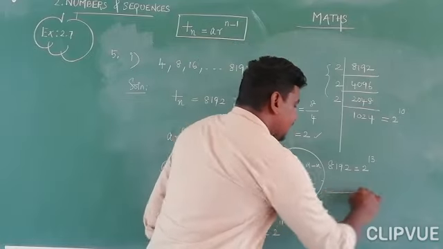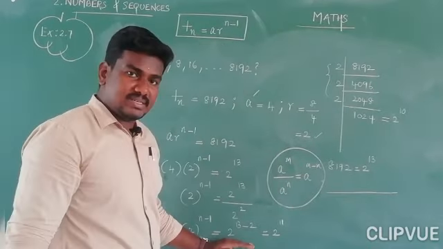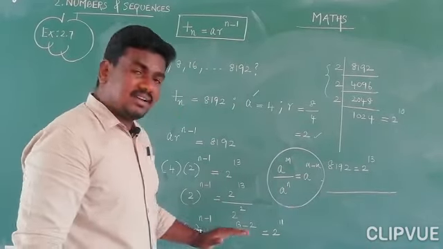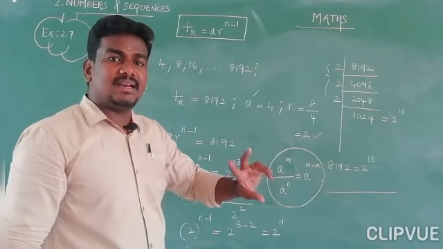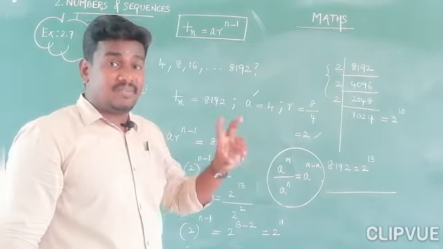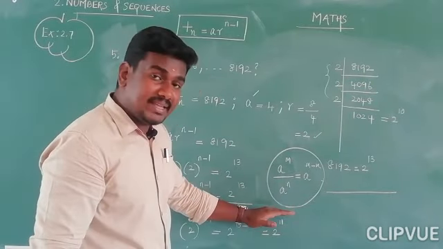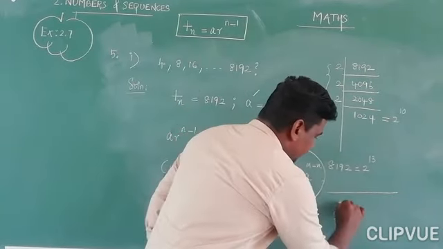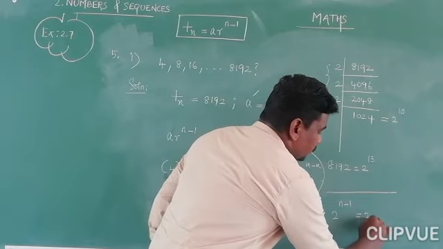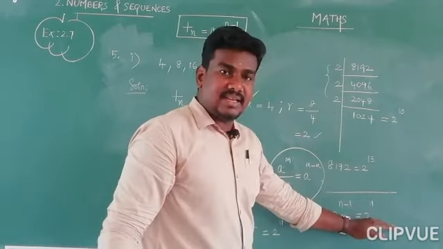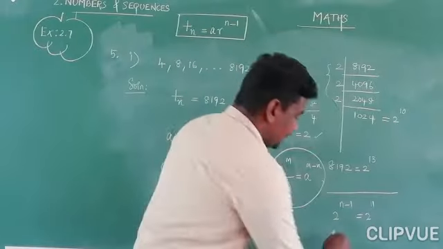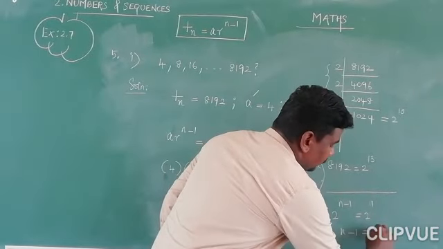See, on both sides we have an equation. Both sides, the bases are the same, so we can equate their powers. So the powers must be the same. That is the concept. So 2 power n minus 1 is equal to 2 power 11. Bases are the same, so we can equate their powers. So n minus 1 is equal to 11.